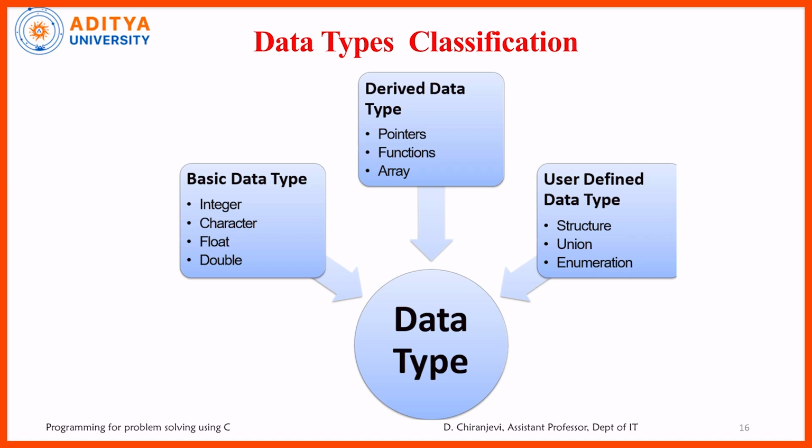So the classification of data types is basic data type, or you can say primitive data type, the second one is derived data type, and the third one is user defined data type. Basic data types are 4 types: integer, character, float, double. And derived data types are 3 types: pointers, functions, arrays. User defined data types are structure, union and enumeration.